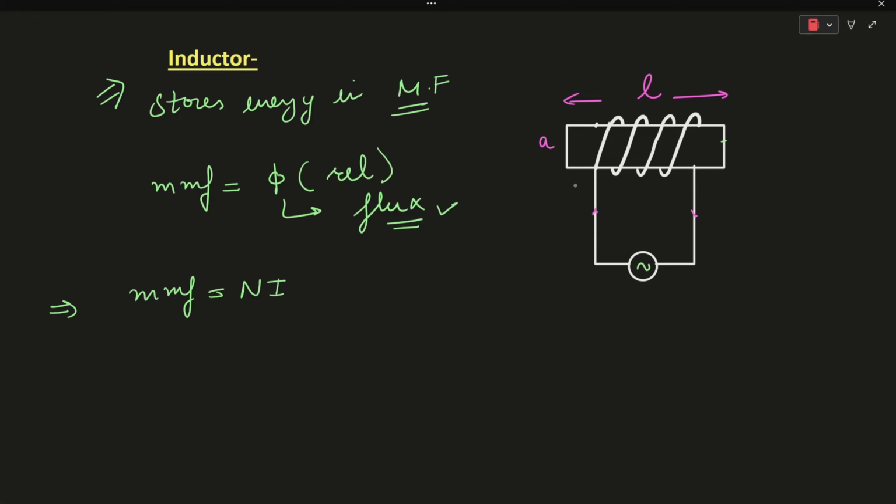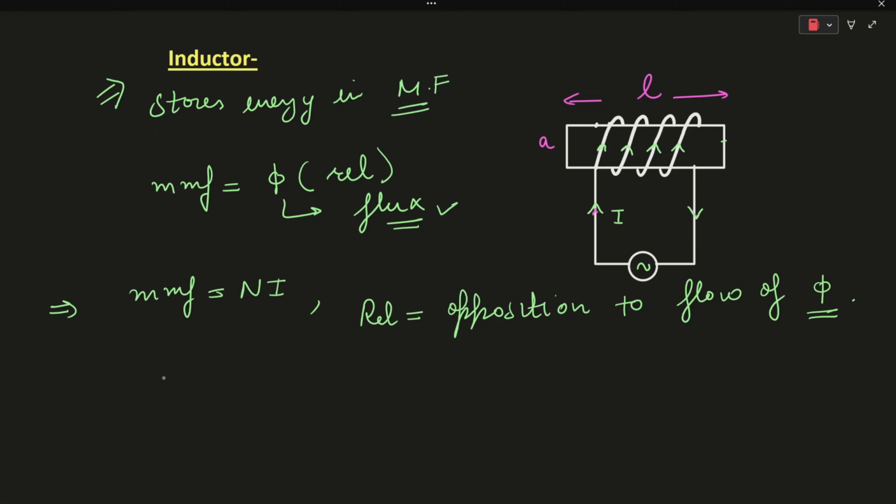What is I? I is the current flowing through this particular inductor. The value of the reluctance is similar to that of resistance, and reluctance is responsible for the opposition to the flow of magnetic flux, phi. The value of the reluctance is equal to 1 upon mu naught mu r, into L upon A.